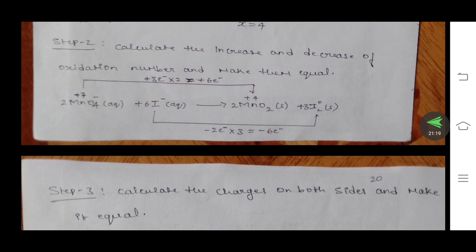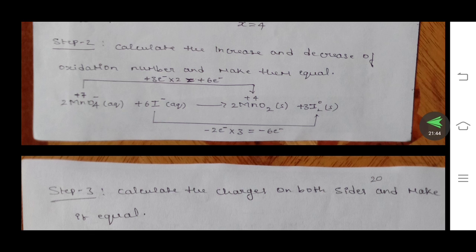So that's why this half equation is multiplied by 3 and that half equation is multiplied by 2. Okay, so minus 2 into 3 you get minus 6, and plus 3 into 2 you will get plus 6. So that both get cancelled. So that is balanced.